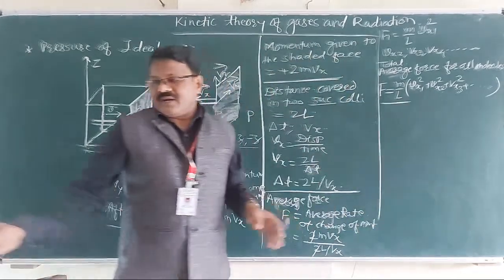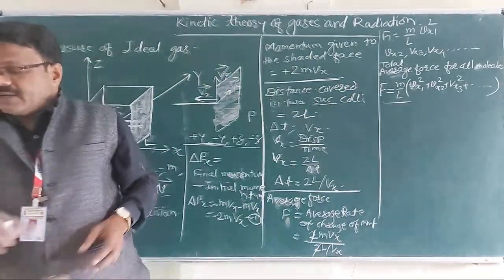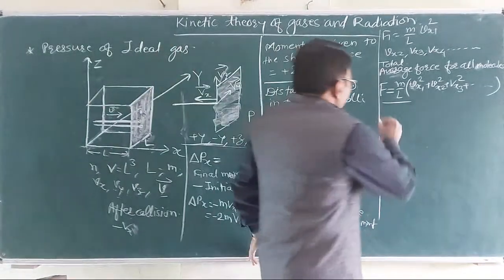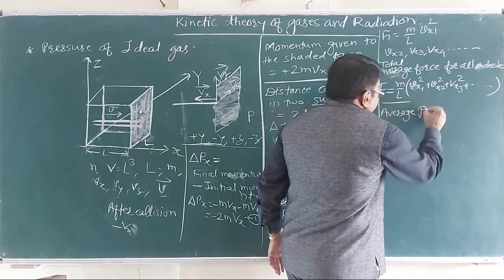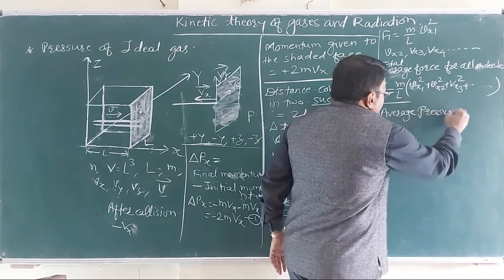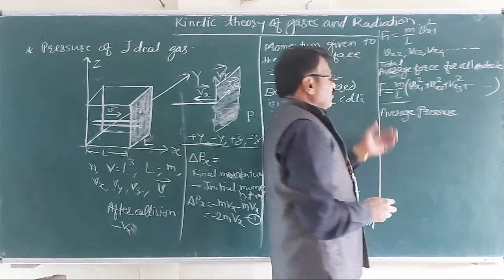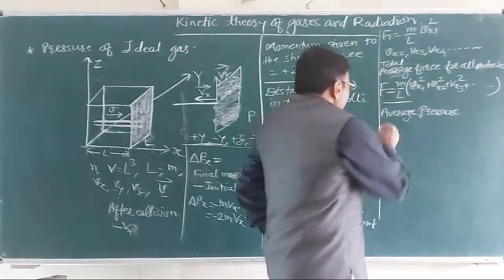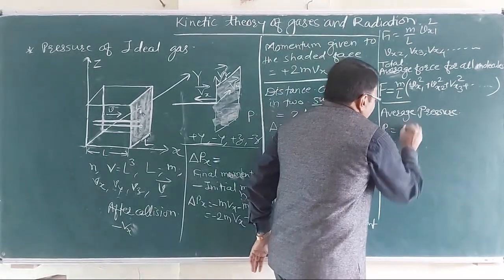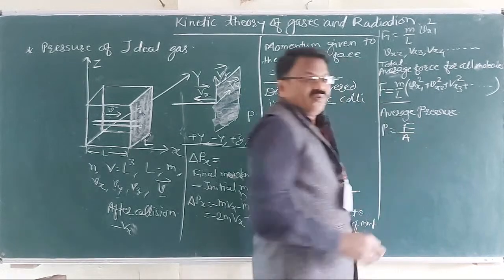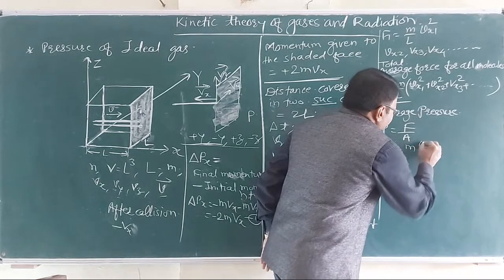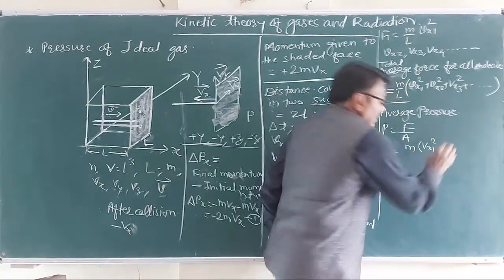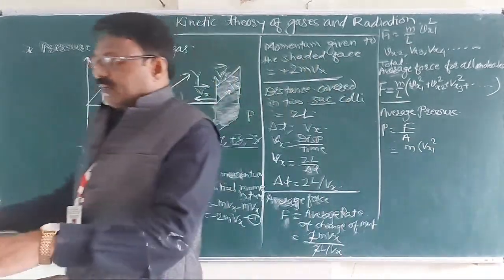Now this is the force. After that we can find the pressure. Now average pressure, we know, is equal to what? P is equal to F upon A, force upon area, and it is equal to m into Vx1 square.